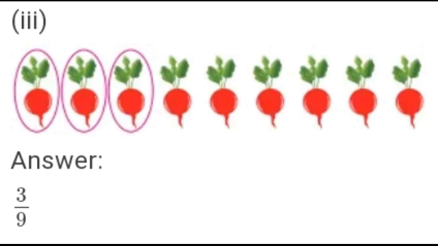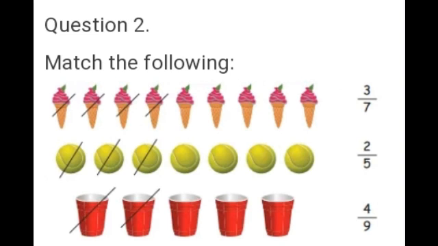Next Roman number is match the following. See, now there are ice cream cones, isn't it? So how many cones are there totally? So 4, 5, 5 plus 4, 9. Totally 9 cones were there. In that 4 were striked out, isn't it? So 4 by 9 is the fraction. So we can match exactly to 4 by 9.